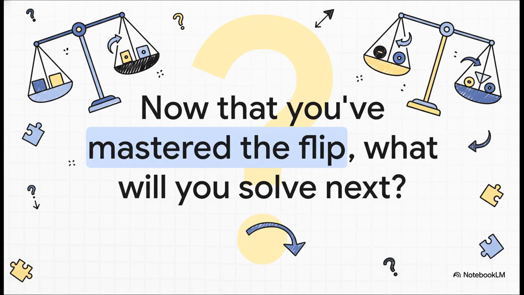And that's really it. That's the whole secret. You now have the key to solving any two-step inequality they can throw at you. So now that you've got the flip down, the only question left is, what are you going to solve next?